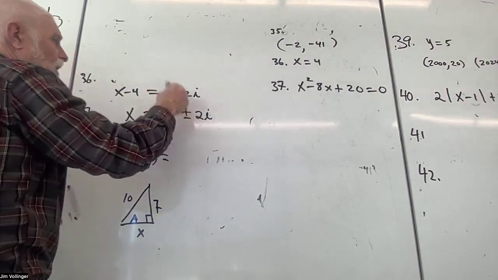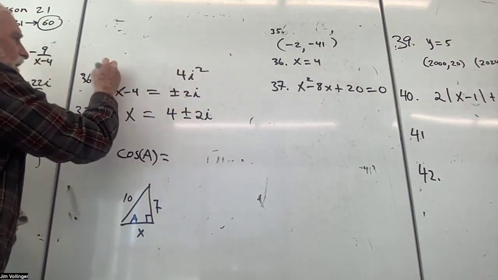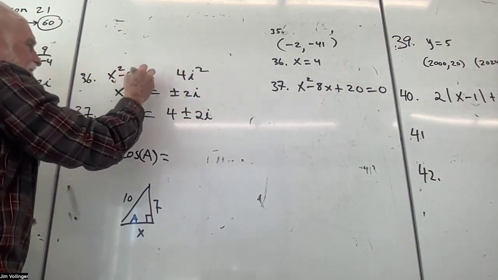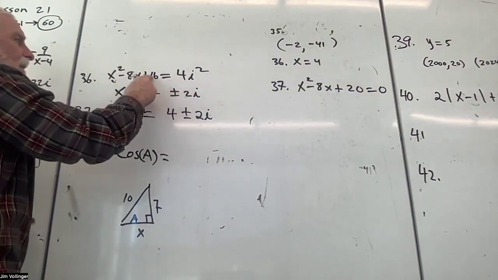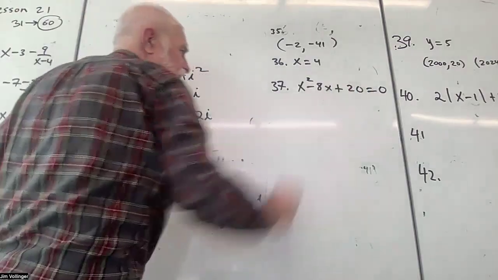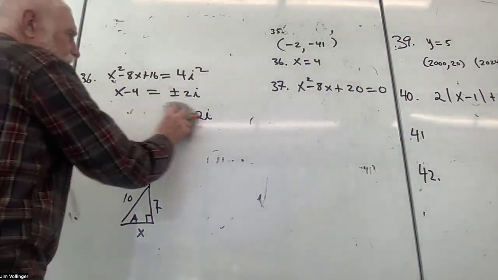I know I'm going to square, so that becomes 4i squared. If I square that, I get x squared minus 8x plus 16. And 4i squared is negative 4. When I bring it over to the other side, it's positive 20. All right, so that's done.